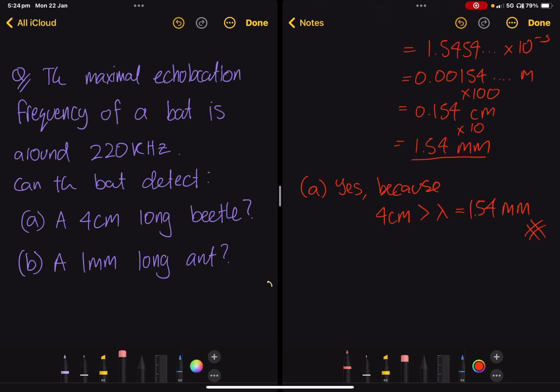The ant, it's a little more complicated. So we're going to say no. It's maybe possible, but from our calculations, we're going to say no. And our reasoning is because 1 millimeter is actually less than the wavelength, which is 1.54 millimeters. So anything less than the wavelength will not be detectable. Anything greater than the wavelength will be detectable. So these are the answers to this question.